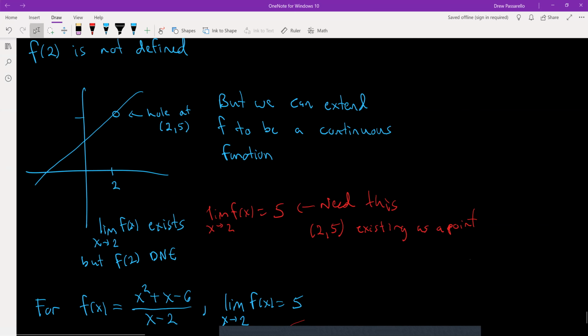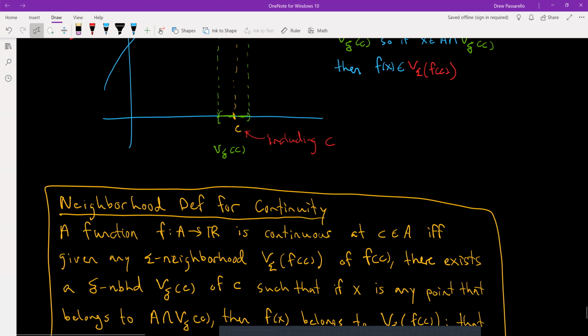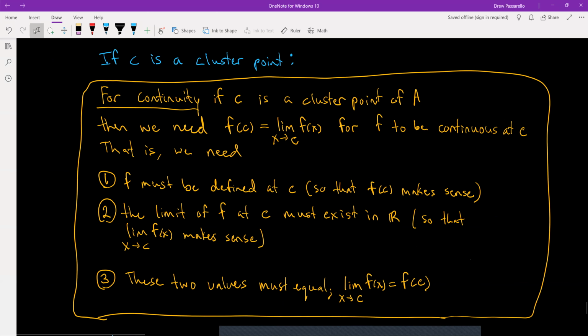And then we talked about continuity as far as what it means, and we have the 3 requirements. At c, we are interested in cluster points of A, not isolated points, because at isolated points it's trivially continuous since we have the absolute value of the difference of x minus c to be 0. All right, so for cluster points, we need f to be defined at c. The limit of f at c exists, and these two values are equal: the limit as x approaches c of f of x equals f of c.